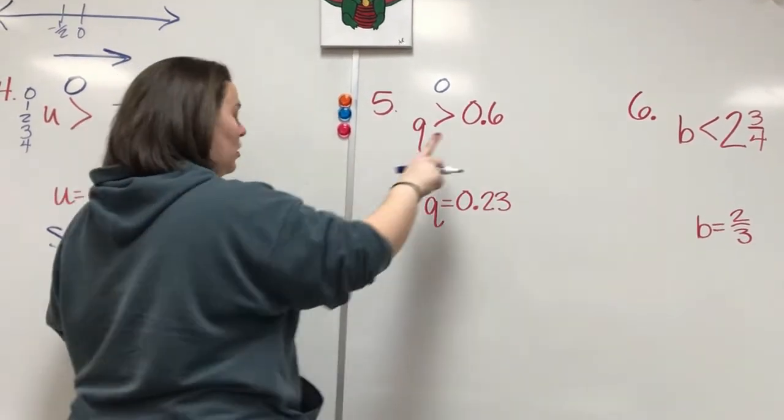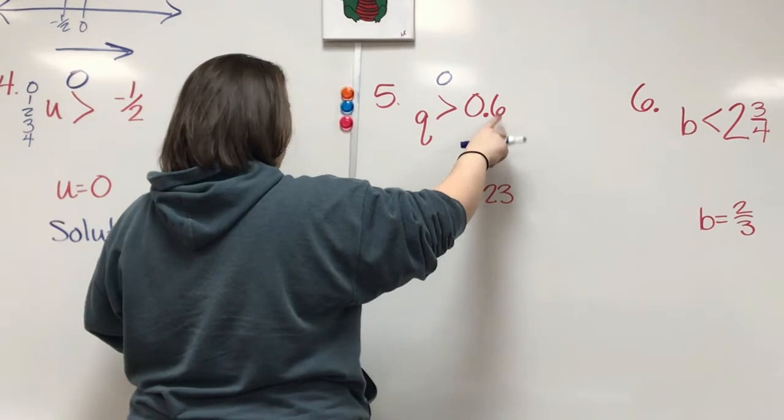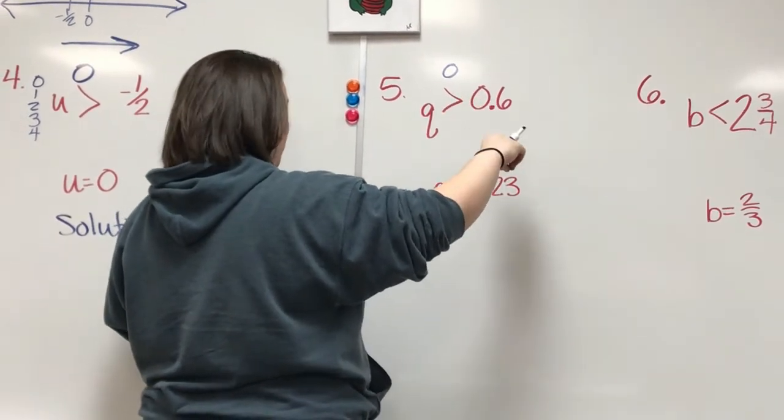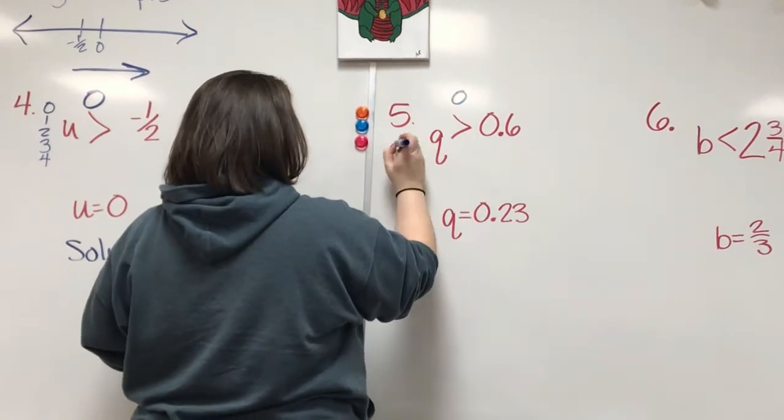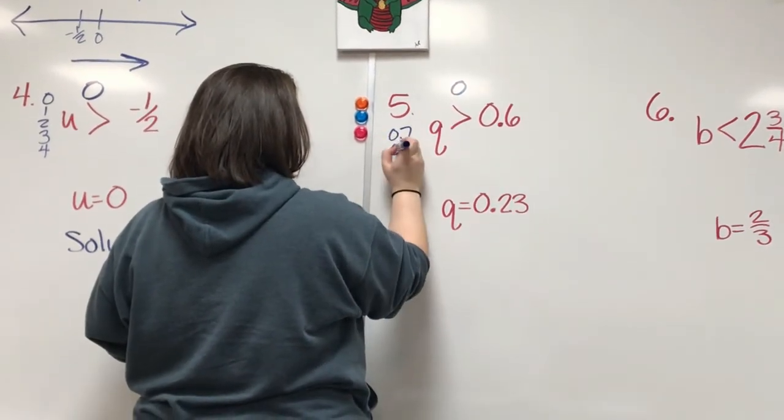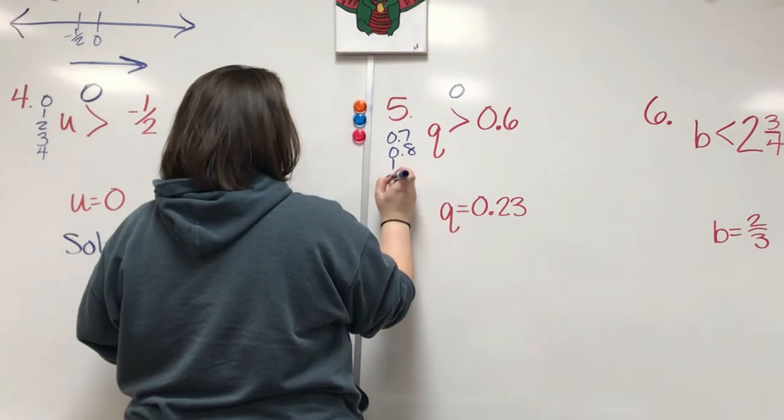And 0.6 is going to be your smallest number. We need stuff that's bigger than 0.6. 0.7 is bigger, 0.8, the whole number of 1 and 2 and 3 and 4.